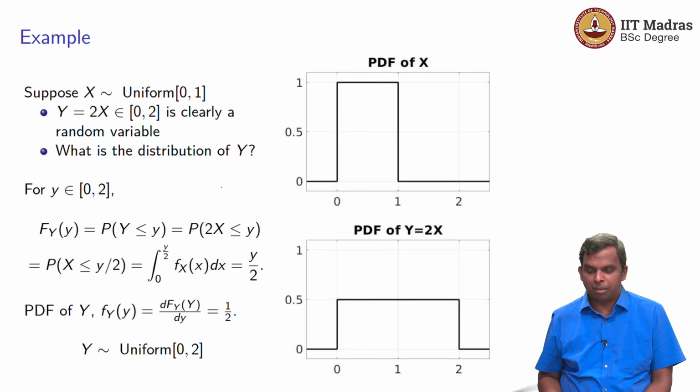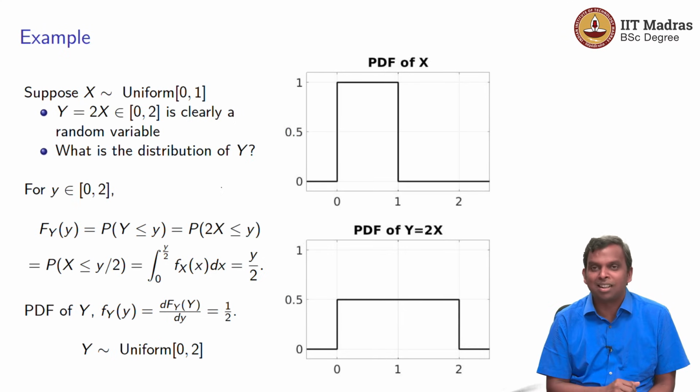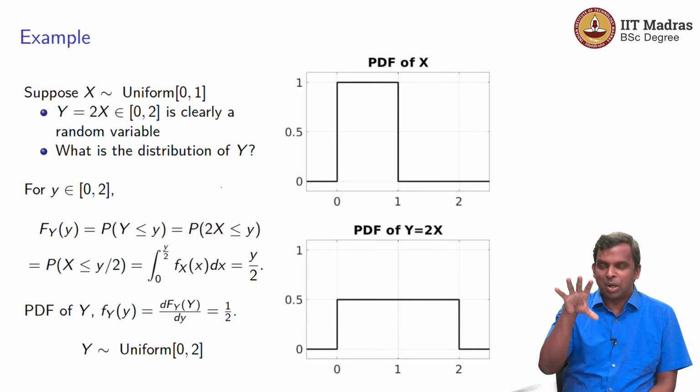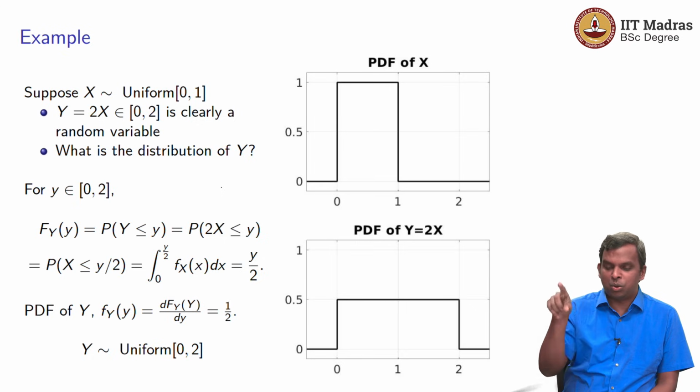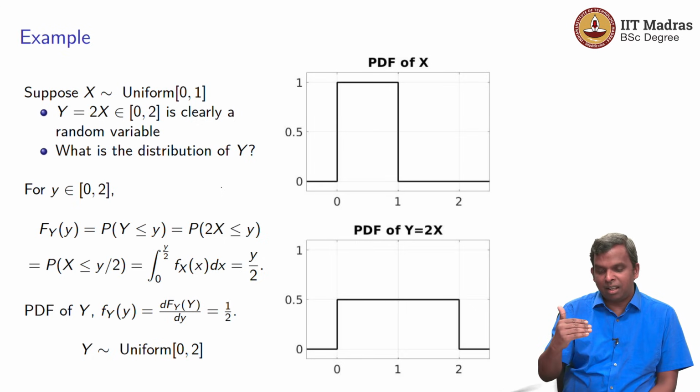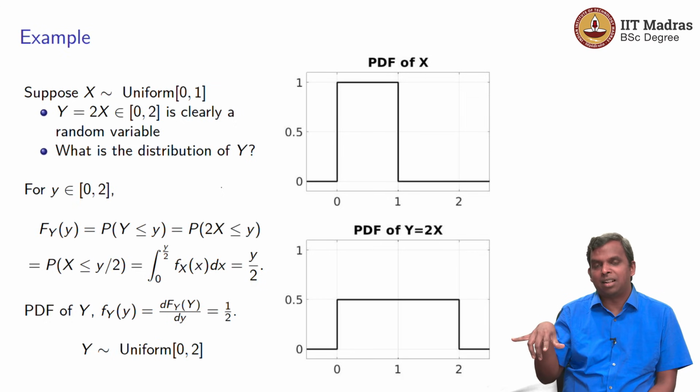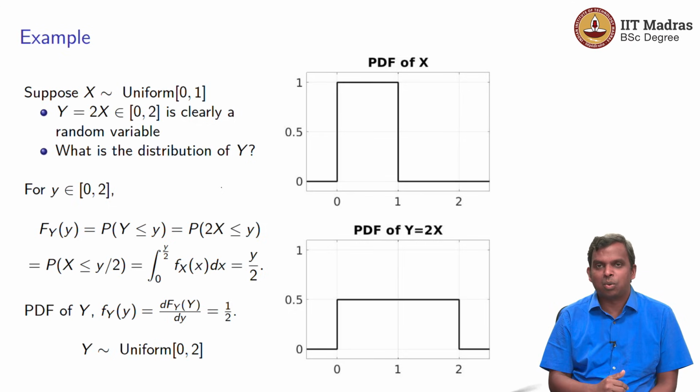Here is a pictorial representation of what happened. You had an X which had a PDF from 0 to 1, and now when you did 2x, the height reduced by half and the width went from 1 to 2. So it went from 1 to 2 and the height reduced by half. That's what happens when you do this kind of scaling.